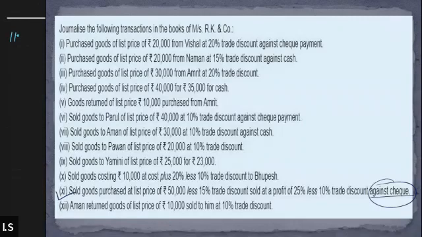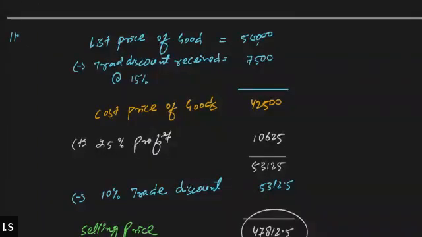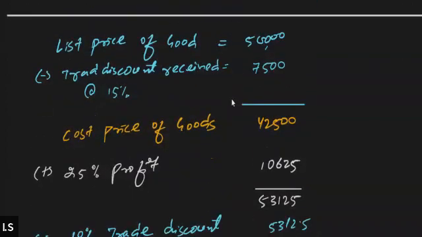Done, everyone. Anyways, I think I'll have to show you the solution of this because you are taking a lot of time. See, this is how we will calculate it. The final value will be 47,812.5. Let me explain how I calculated it. First of all, the listed price of the goods that we have bought is 50,000, right? And the discount that we received from the seller is 7,500. That means the cost price of the goods is 42,500.